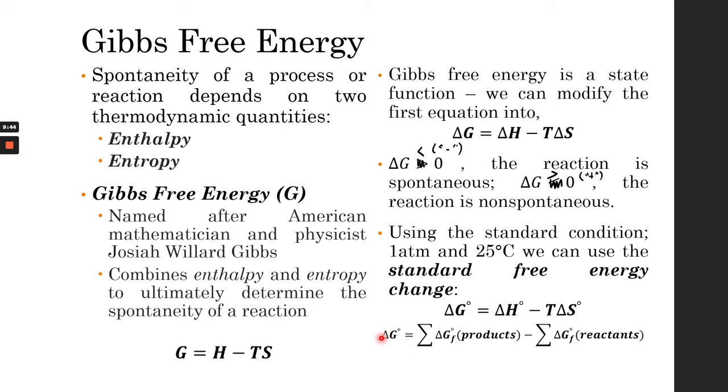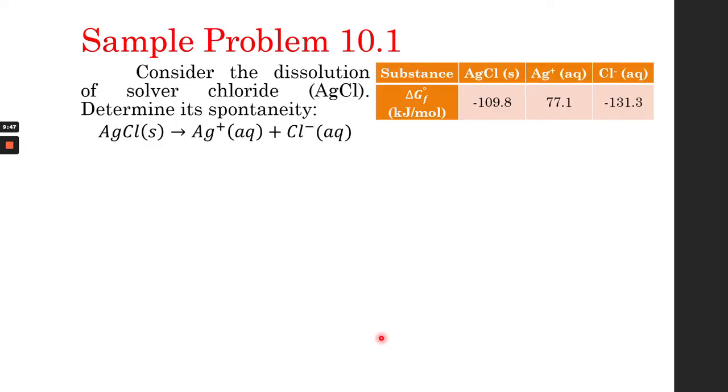So what do I mean by that? Let me show you an example here. Consider the dissolution of silver chloride, or AgCl, and determine its spontaneity. So we have silver chloride here and we are basically dissolving it. We are separating the silver and chloride by adding water into it, making it an aqueous solution from a solid.